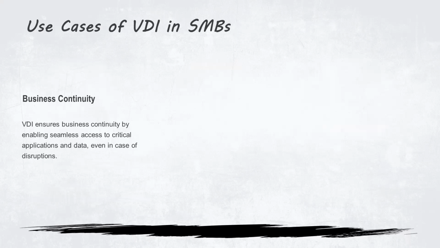When you say business continuity, VDI ensures business continuity by enabling seamless access to critical applications and saved data, available data, even in case of any disruption. If you remember, in my first slide I already highlighted that the major roadblock of your typical data center is the service disruption or disruptions in data availability or service availability. What happens in that case? If any hazard or disaster happens, a flood happens, your data center completely collapses. There is an outage, a big outage.